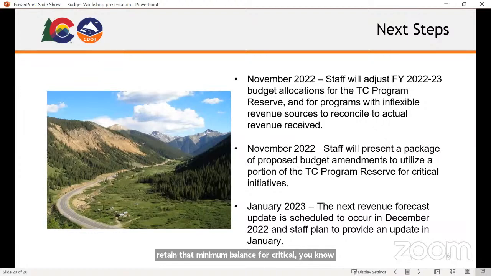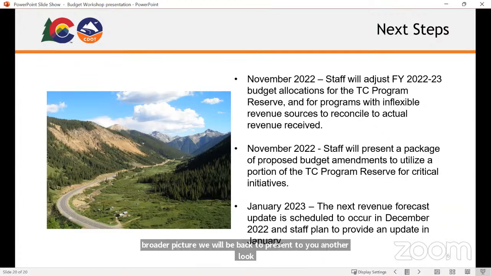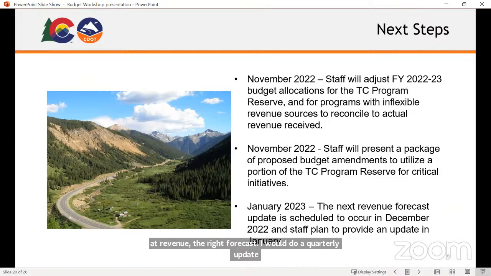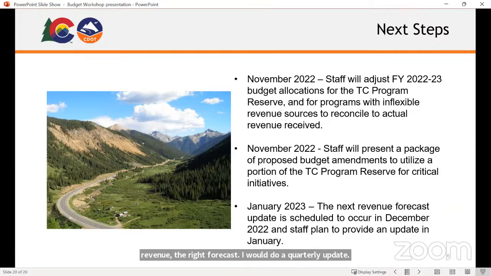And then in January, just a broader picture, we will be back to present to you another look at the revenue forecast, which we'll do as a quarterly update. So that's to come. And I think that's my last slide. Questions from commissioners?